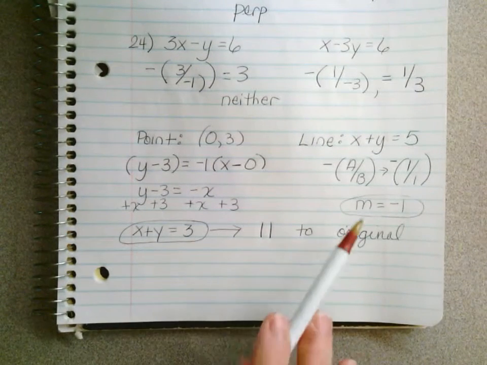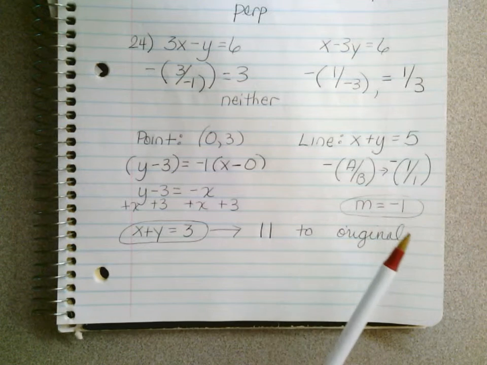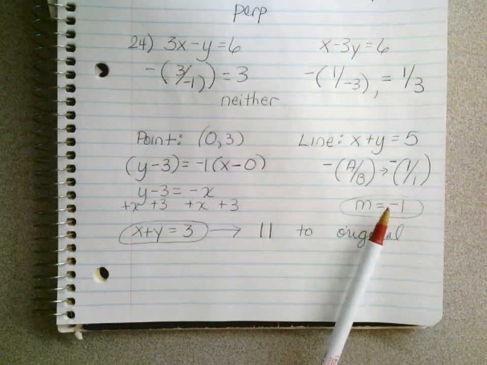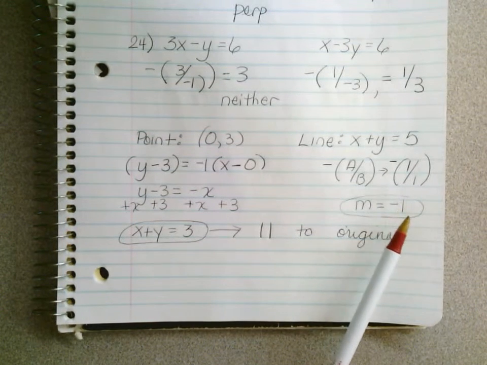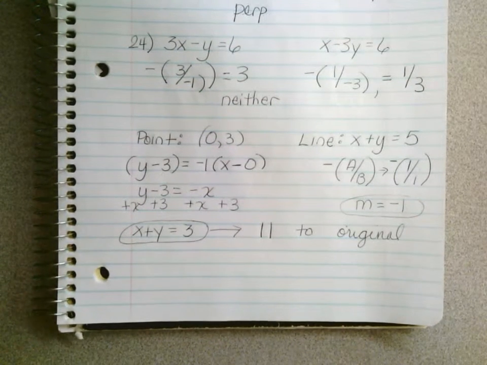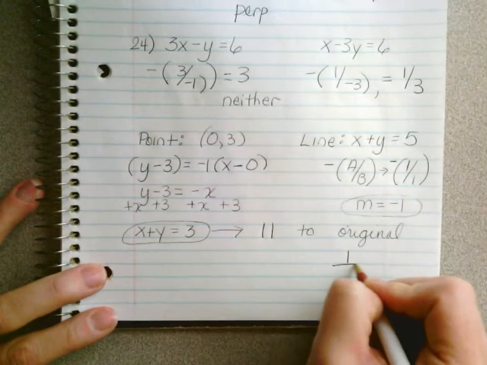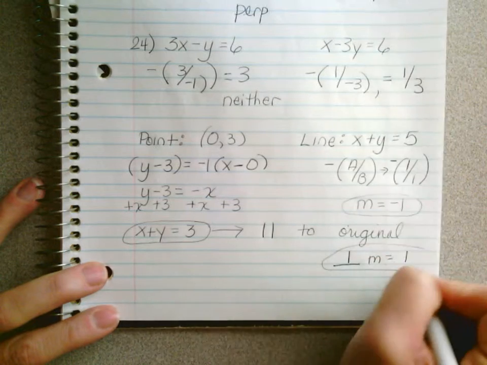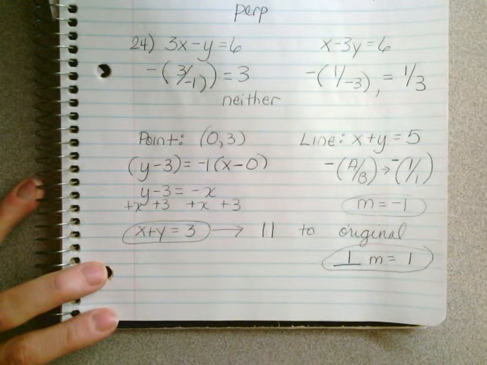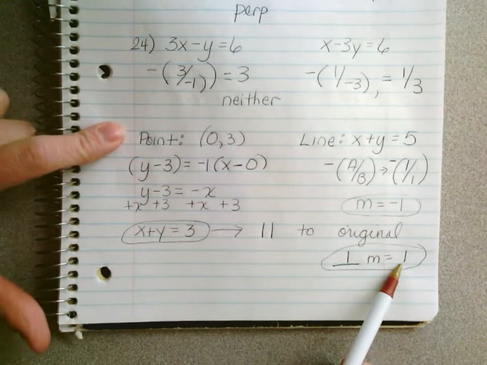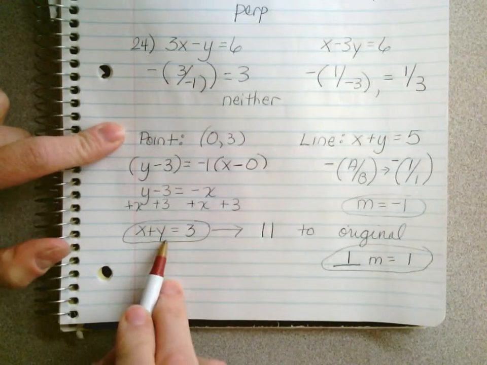Once I have this, making a perpendicular line is easy. Opposite reciprocal. And that's weird when it's a 1, because the opposite is positive, but its reciprocal is still 1. Okay? So a perpendicular line will have m equaling the opposite reciprocal, which is 1. This using the points. So here's my parallel line.